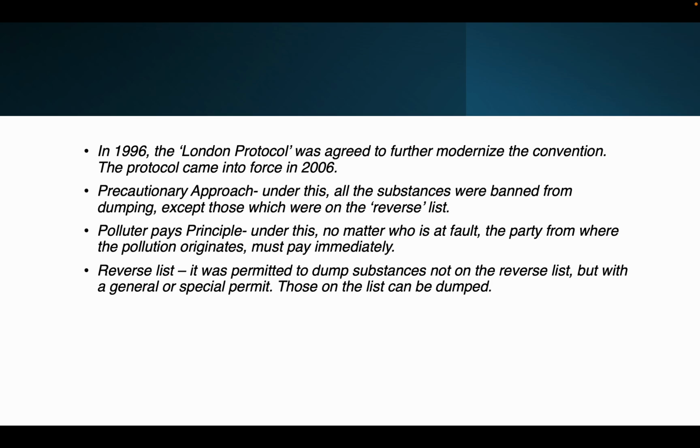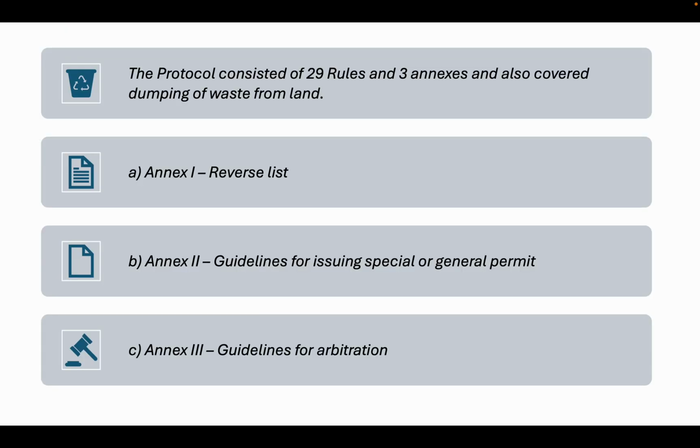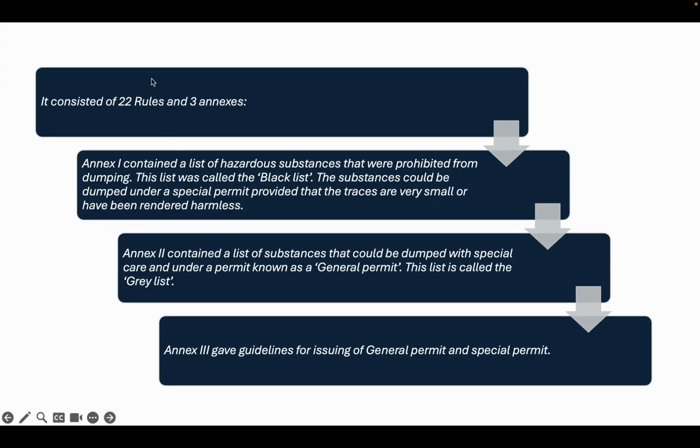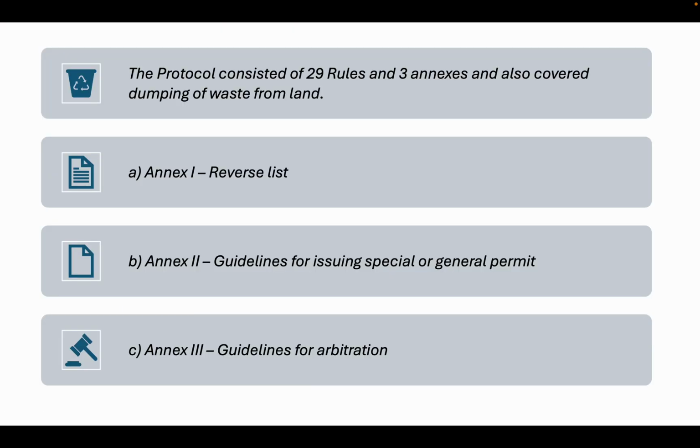All the substances were banned from dumping into the sea except those on the reverse list, and the one from where the pollution originated is liable to pay. He must pay immediately. And the reverse list, obviously, is the list they made, stating the substances which can be dumped into the sea. In this protocol there are 29 rules and 3 annexes. The original convention had 22 rules and 3 annexes. We did not study rules because it is not important for us. It's just a 10 or 15 marks question. But this protocol has 29 rules and 3 annexes, 7 rules more than the original convention.